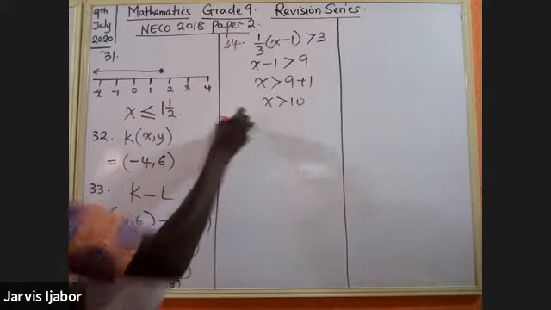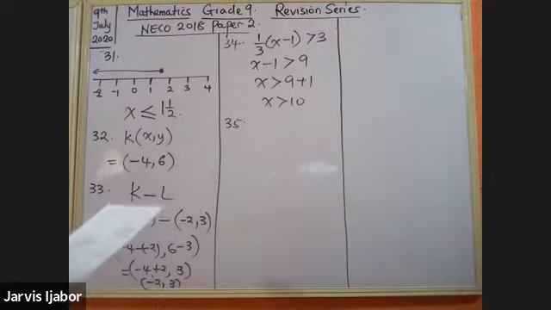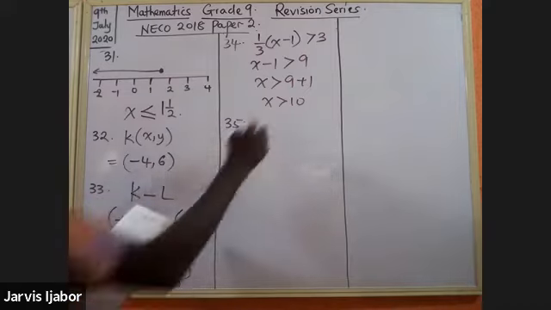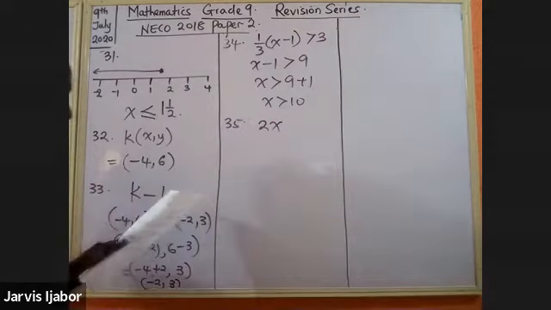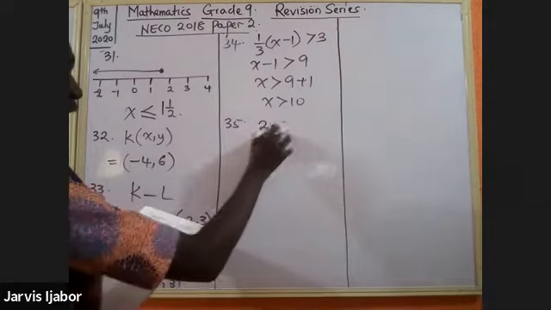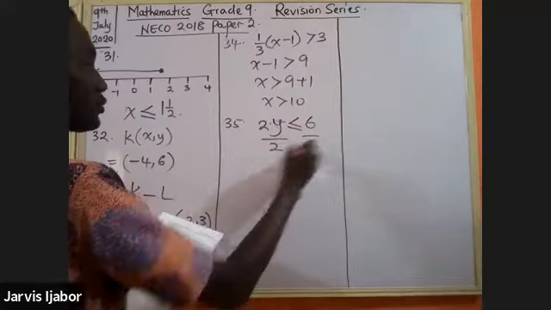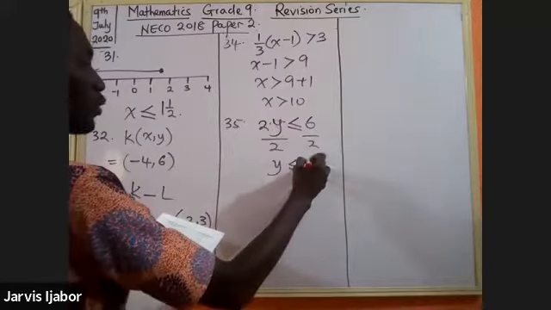So 35: twice a certain number y is less than or equal to 6. Twice a certain number, let's call that number y, okay, they're using y here, is less than or equal to 6. So I divide both sides by 2, and y will be less than or equal to 3.